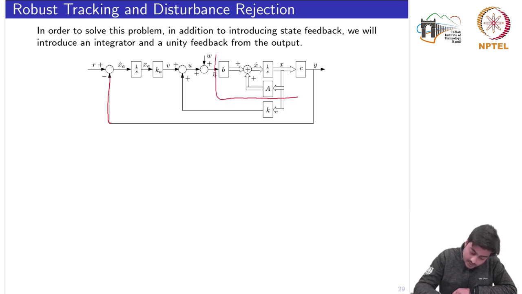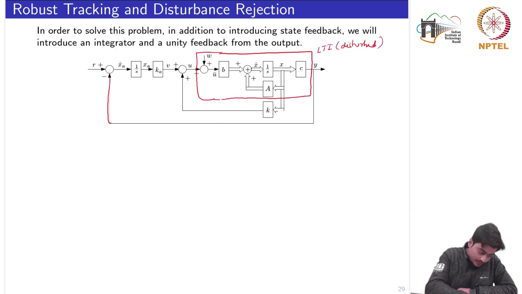So this is the plant, the LTI system. Now when we include this W as we had seen earlier, we would have this disturbed LTI by including this W also. Let's call it disturbed. Okay. Now this part is the state feedback. This one is the state feedback controller.